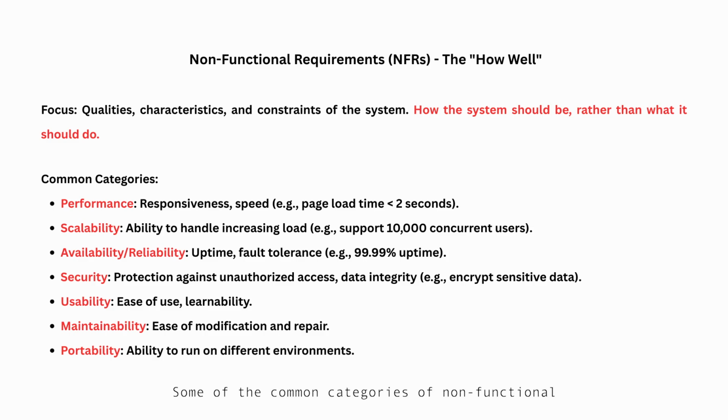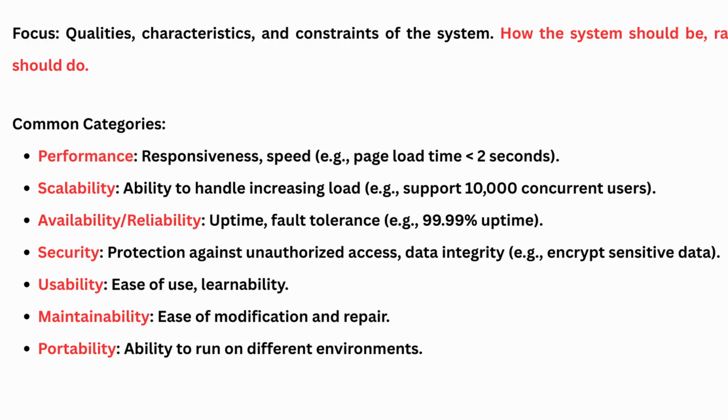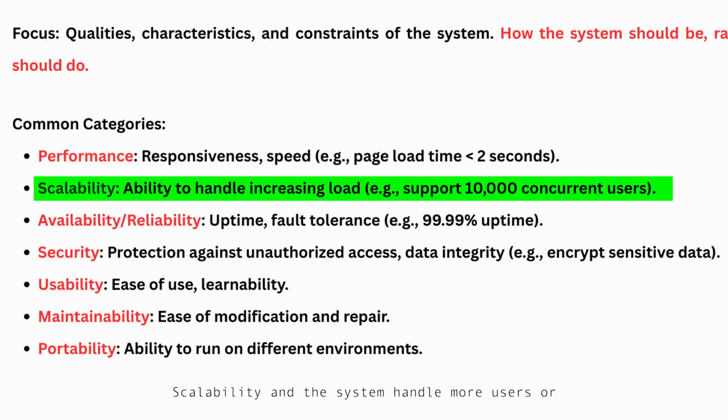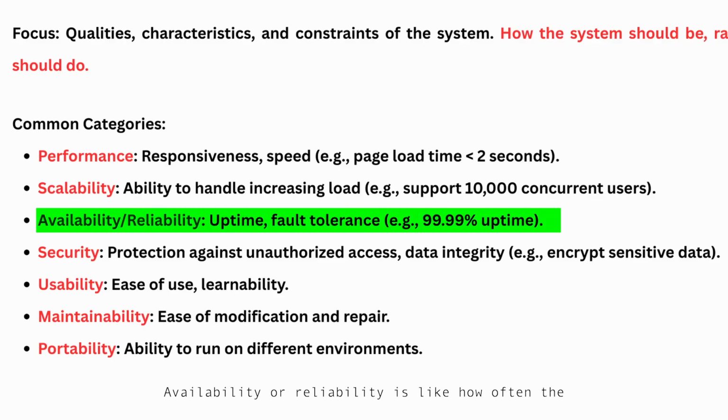Some of the common categories of non functional requirements include performance. How fast is the system? For example, search results should load under X amount of seconds. Scalability: can the system handle more users or data as it grows? The system must support X amount of concurrent users during peak hours. Availability or reliability is how often the system is up and running correctly. For example, the system must have 99.99% uptime. That is kind of the industry standard.